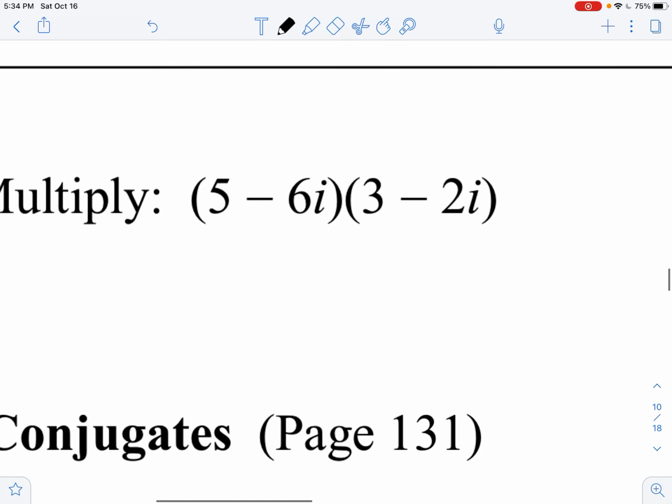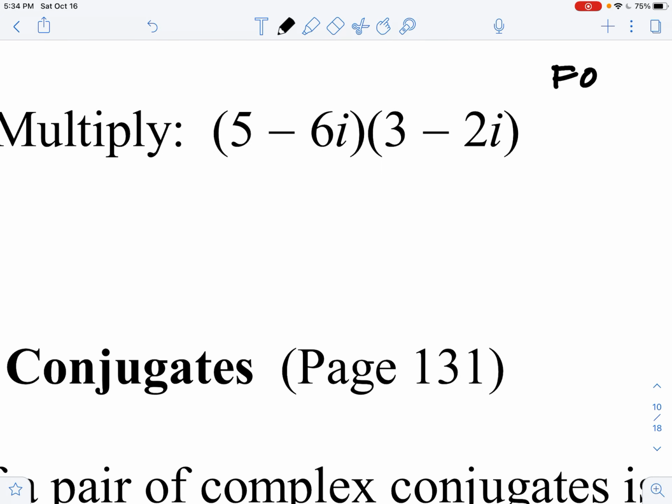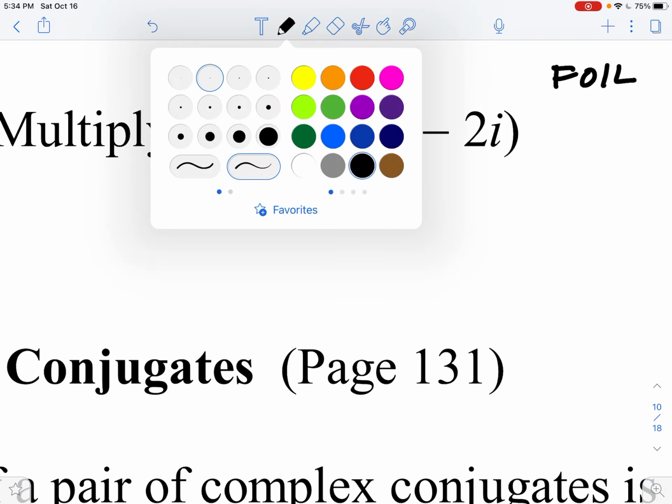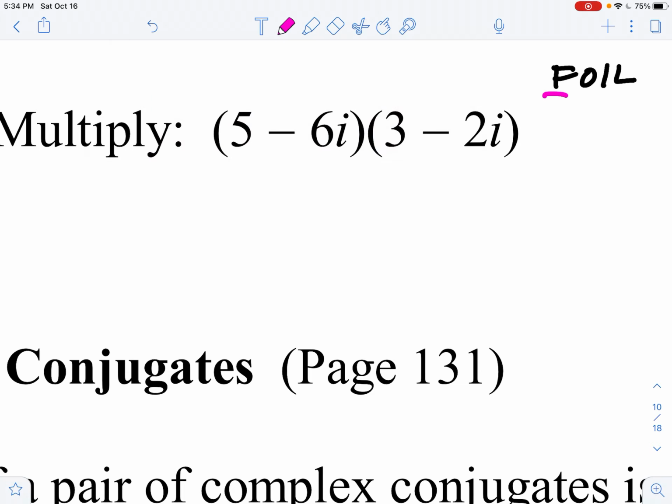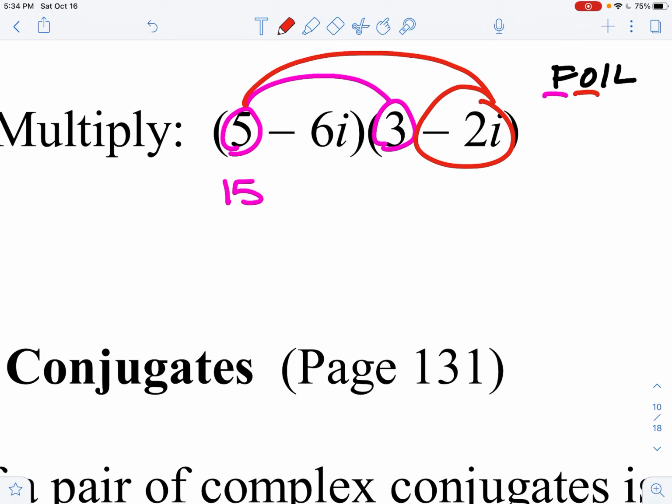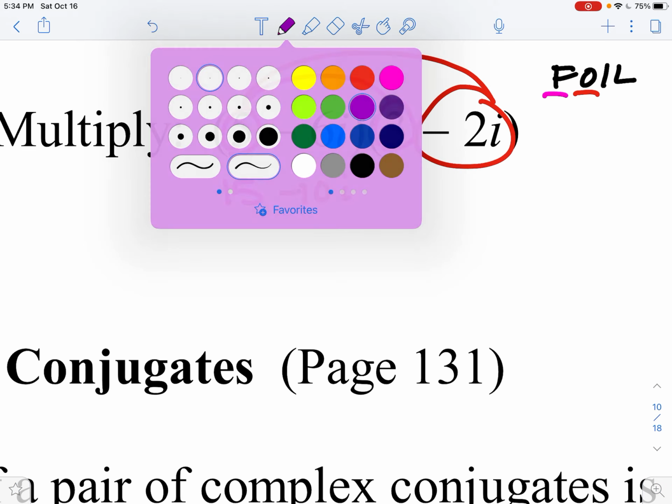So for example, if we're going to FOIL this, just pretend for now that i is just a variable. So we're going to go first term, which means the 5 and the 3. 5 times 3 is 15. The outside term is 5 times negative 2i. So 5 times negative 2i is negative 10i.